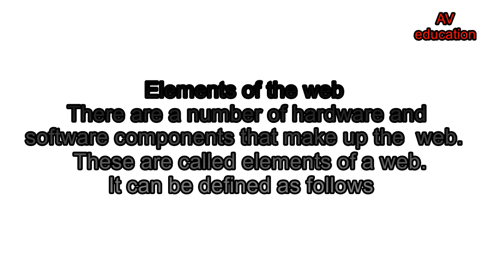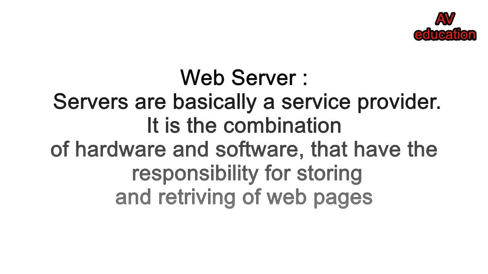Elements of the web. There are a number of hardware and software components that make up the web. These are called elements of a web. It can be defined as follows. Web server. Servers are basically a service provider. It is the combination of hardware and software that have the responsibility for storing and retrieving of web pages.